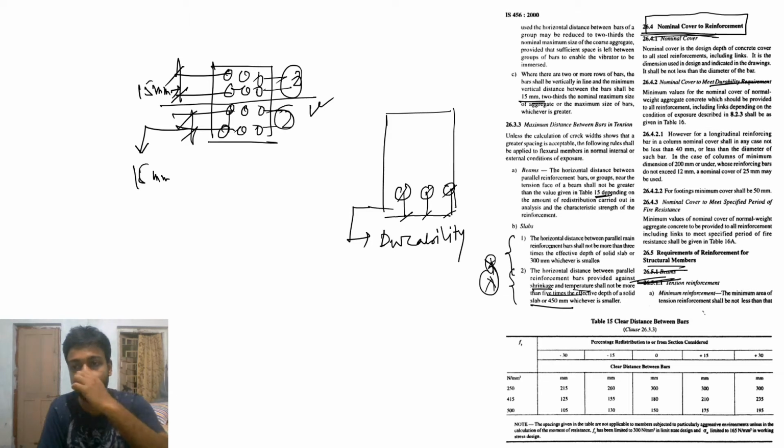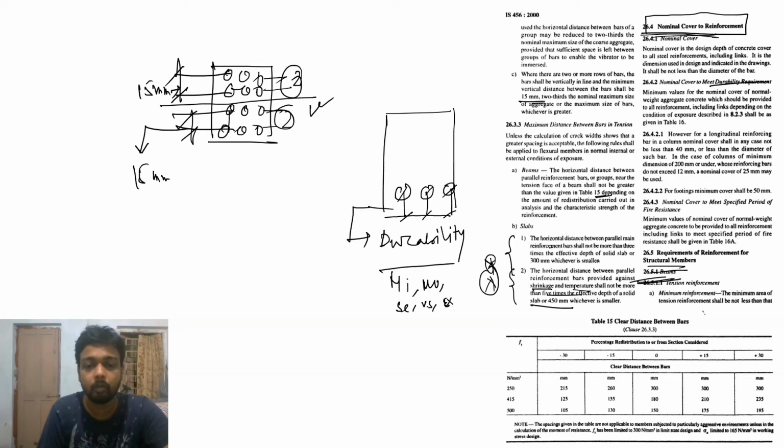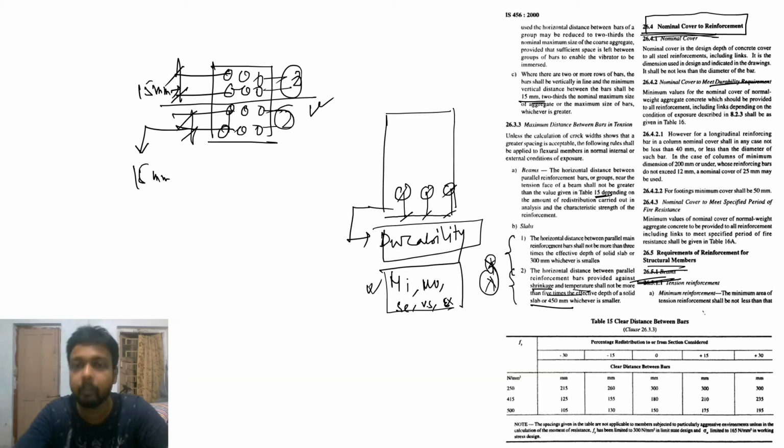Minimum value for the nominal cover of normal weight aggregate concrete, which should be provided to all reinforcement including link, depends on the condition of exposure. Exposure means mild, moderate, severe, very severe and extreme. So we provide the nominal cover as per exposure condition, because of the requirement of durability. Clear why we provide nominal cover?